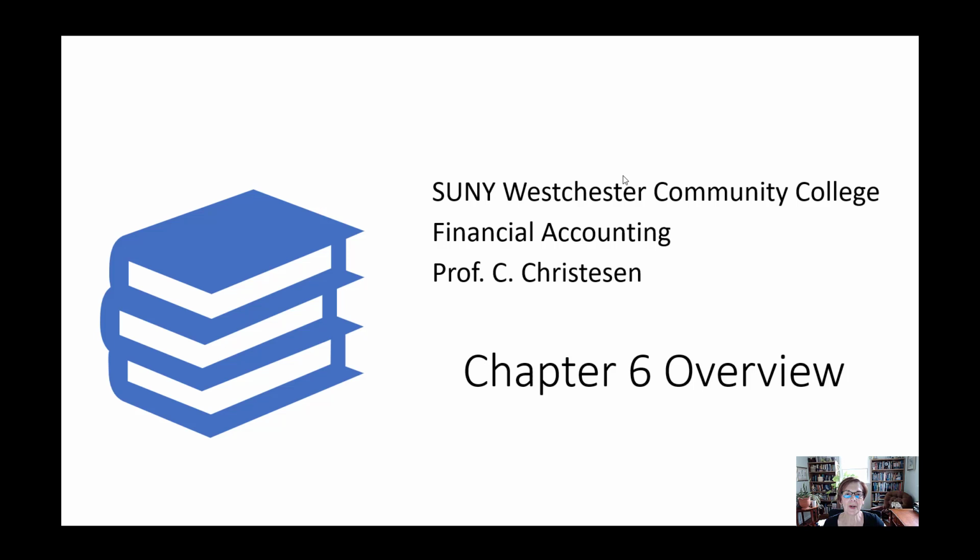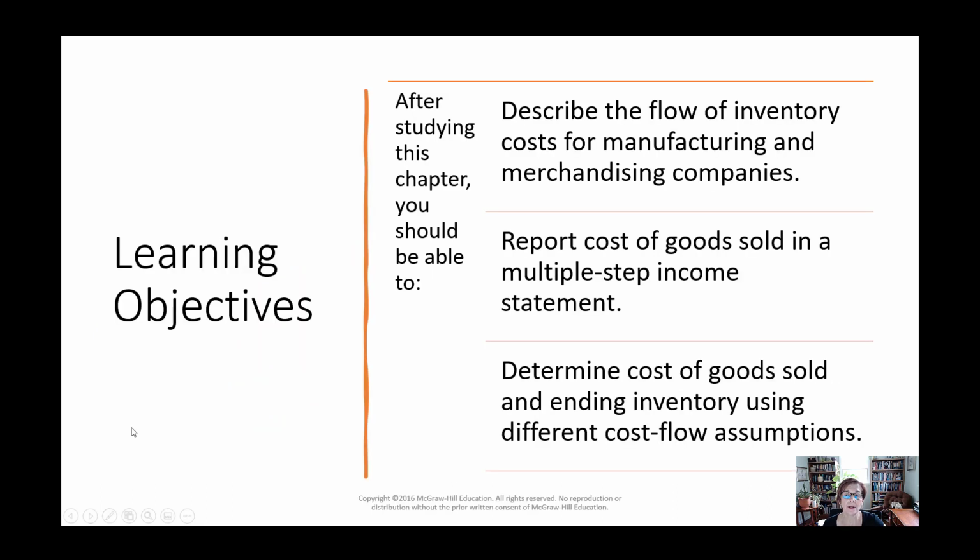Today we're going to do an overview of Chapter 6. So Chapter 6 is all about inventory and what happens in companies that have inventory. So they buy and sell things for a living.